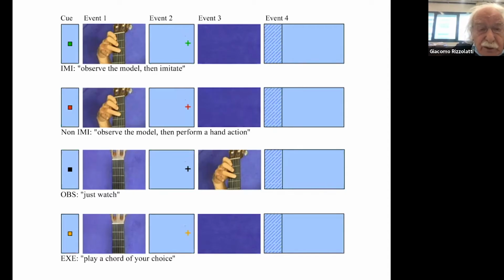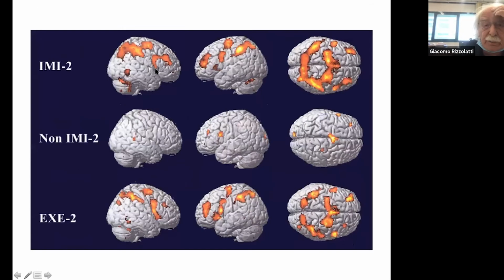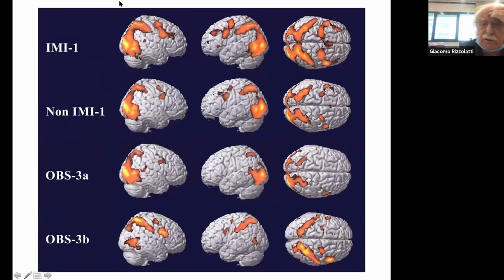In the second part of this fMRI experiment, again, the student looks at the hand of the teacher. But after that, he has to do something completely different. Just grasp the guitar, not do a specific chord. So two conditions. One, you observe, and then you imitate. The other, you observe, and do something trivial, like grasping the instrument. Now, here is what happened. Look, in the imitation condition, when you see something, you have a great activity of visual areas, you have the activity of the mirror neurons, parietal, and you have the activation of the frontal.